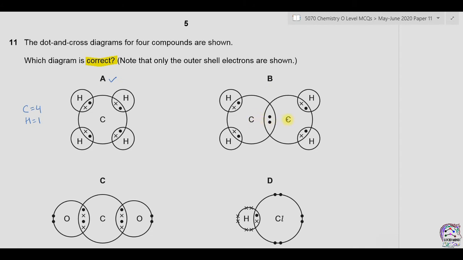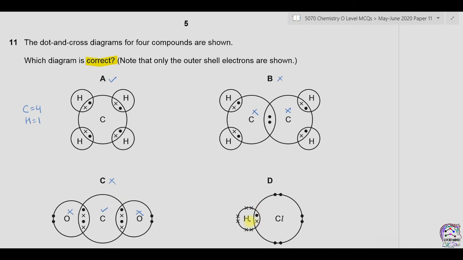In B we can see that carbon is making single covalent bond with another carbon atom and there are 3 electrons in the outermost shell of carbon, which is incorrect, and there are 3 electrons for this carbon atom, so therefore B is wrong. In C you can see carbon is having 4 electrons in the outermost shell and it is making double covalent bond with this oxygen and double covalent bond with this oxygen, so carbon is correct. Oxygen is from group 6 of the periodic table, so therefore it must have 6 electrons in the outermost shell, and you can see they have given just 4 electrons for oxygen, so therefore oxygen is incorrect, and same for this oxygen, it is also incorrect.